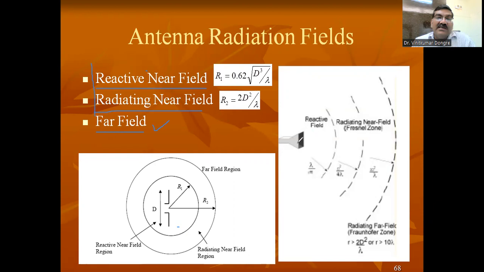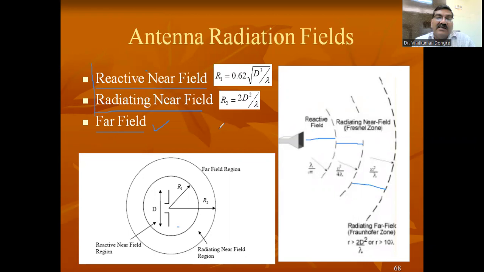Now this is your antenna. From this distance to this distance is the reactive field, and beyond this is the radiative field, and beyond this is the far field. Now, how will we understand which one is the reactive near field? R is the distance, 0.62 times the square root of D cubed by lambda. What is D? Here D is the maximum dimension of an antenna.